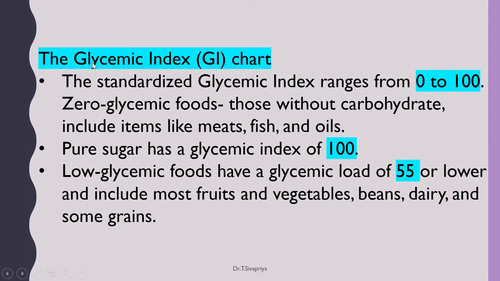So let us see the glycemic index chart in detail. The standardized glycemic index ranges from 0 to 100. The ranking is given from 0 to 100. Zero glycemic foods are those without carbohydrate.